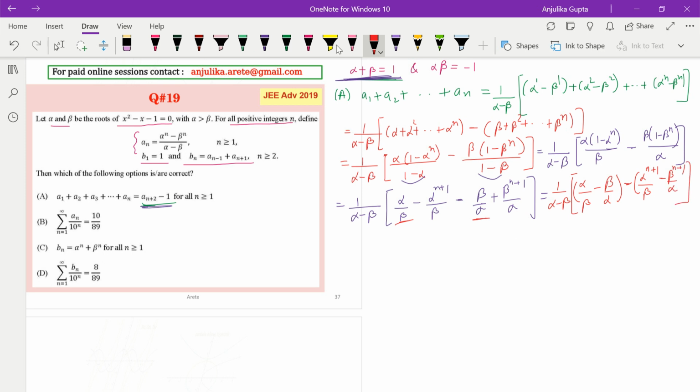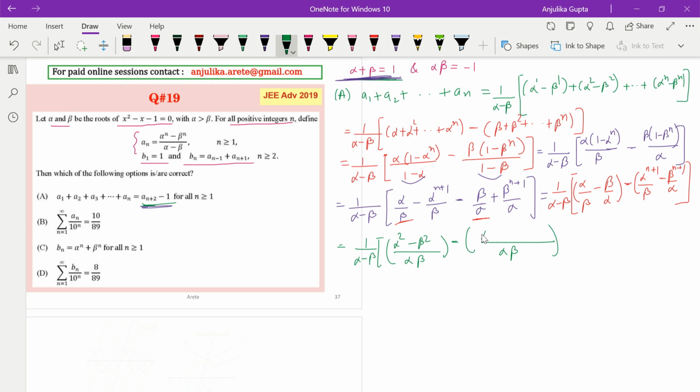Good. What next? Yeah, take LCM. So alpha minus beta. Here you have alpha beta. You know what is alpha beta, right? Anyways, let's write it down. This is what you get. Minus what else? Again, alpha beta common. You see, what are we getting?